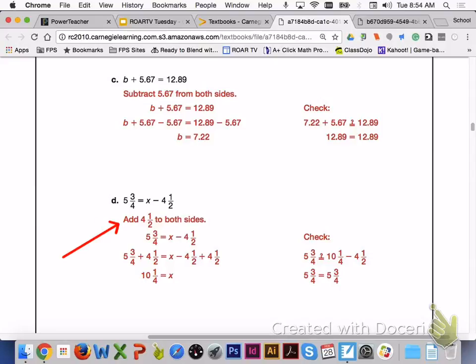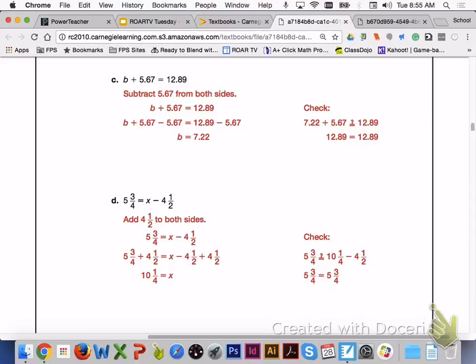Finally, for letter D, your inverse operation is addition. You're adding 4.5 to both sides. X is equal to 10 and 1/4. When you check your work, 5 and 3/4 is equal to 5 and 3/4, so your solution is correct.